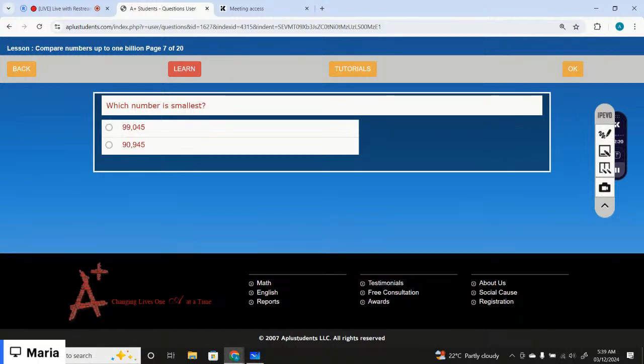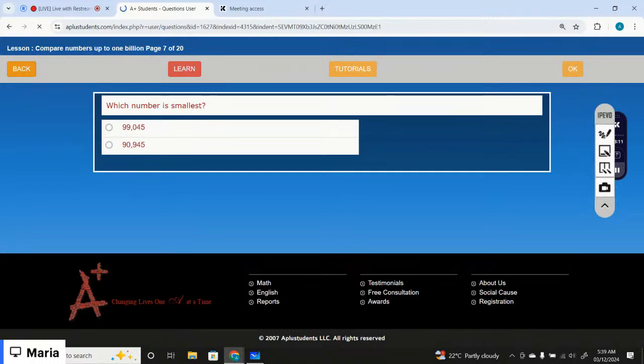Which number is smallest? Which is the correct option? Option number 2 is the correct option. Okay, you can complete the lesson by yourself later today.